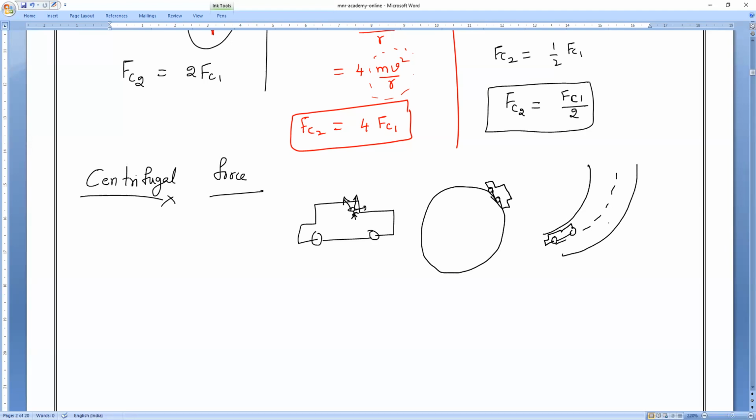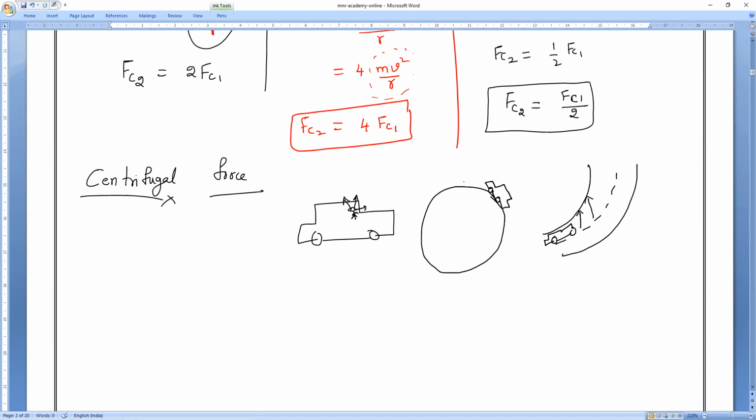Whatever, suddenly your father will take a turn. So you all will fall away, always fall away from your position, towards the side doors and all. Am I right or wrong? Everybody? Yes, please respond. So on a circular path, or if you turn around a road or curve, the outward push you can see is actually a centrifugal force.